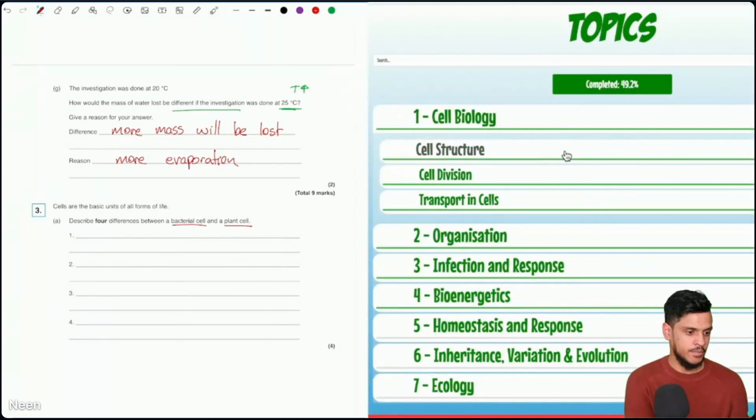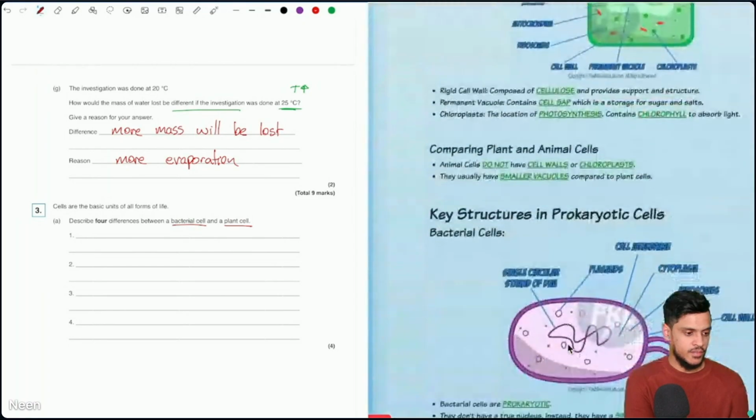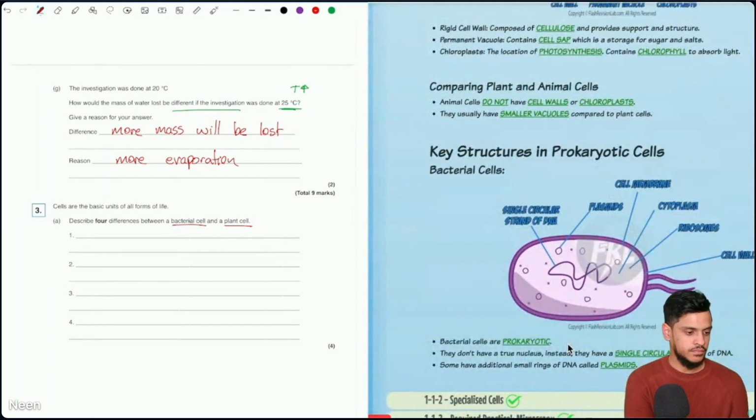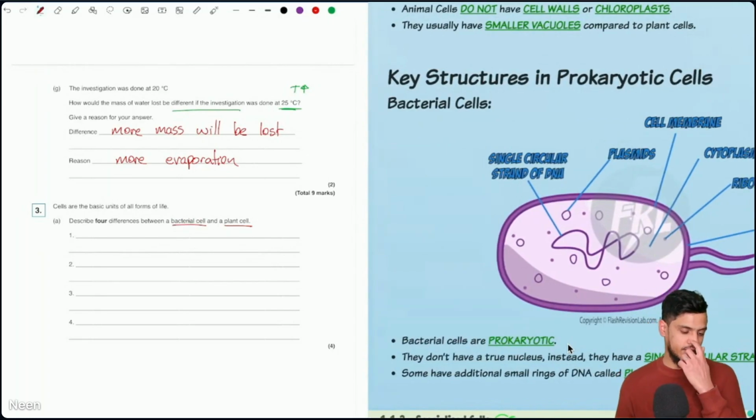This is the first topic in biology. Everyone should know this well. Key differences between prokaryotic cells and eukaryotic cells. Still don't have any answers. Surely you guys know. So here's a prokaryotic cell.